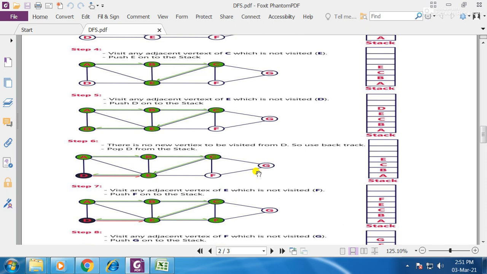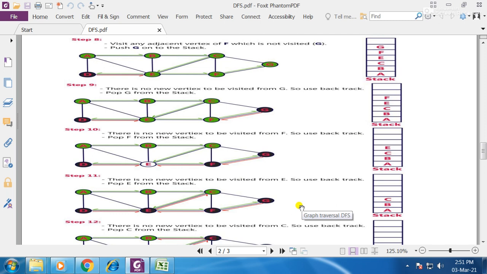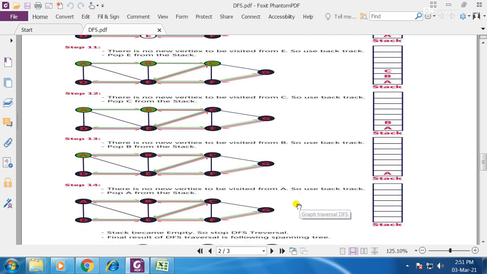Similarly, now we are at E. So the adjacent vertices are already visited. So pop E, and now we are at C. The vertices adjacent to C are already visited. So pop C from the stack. Similarly pop B from the stack and pop A from the stack.